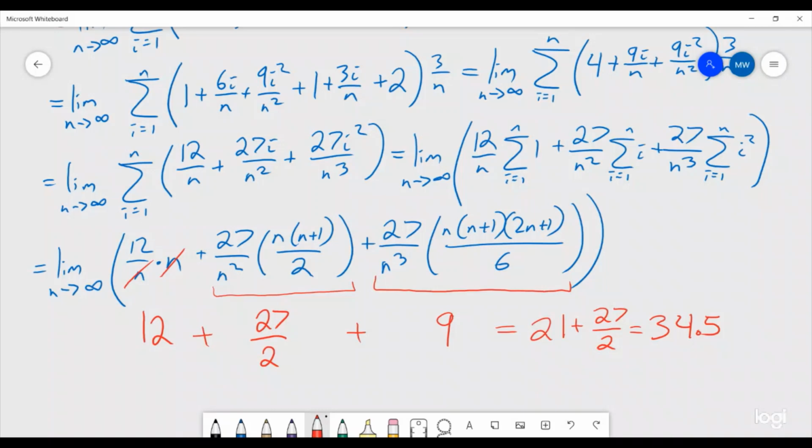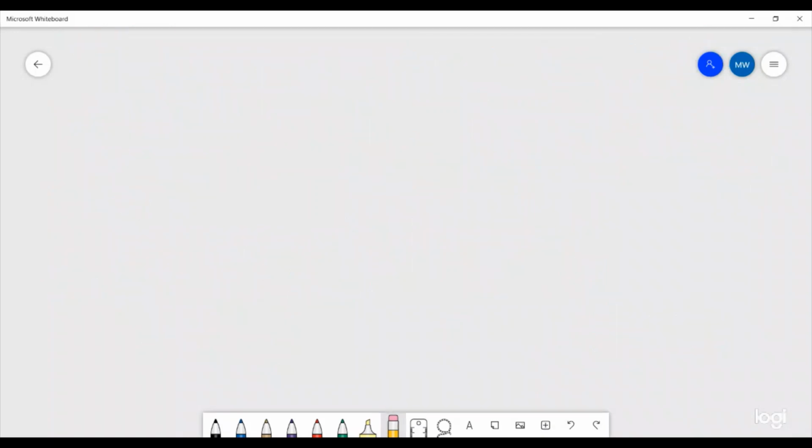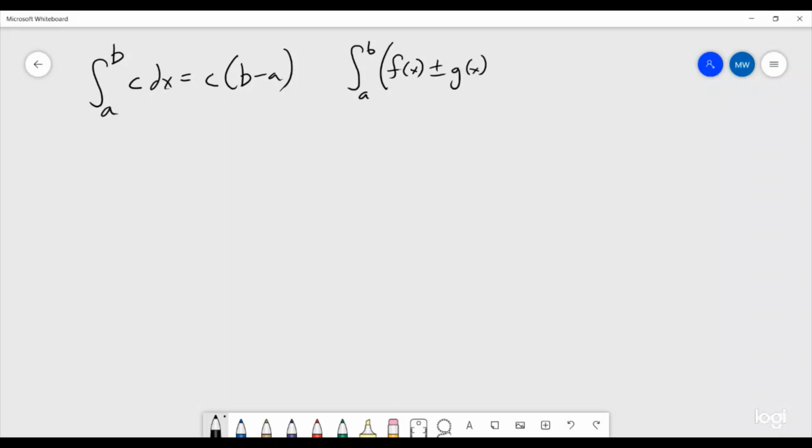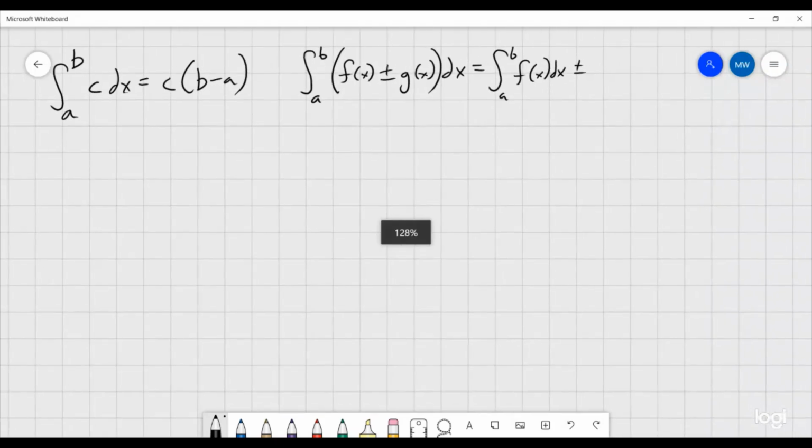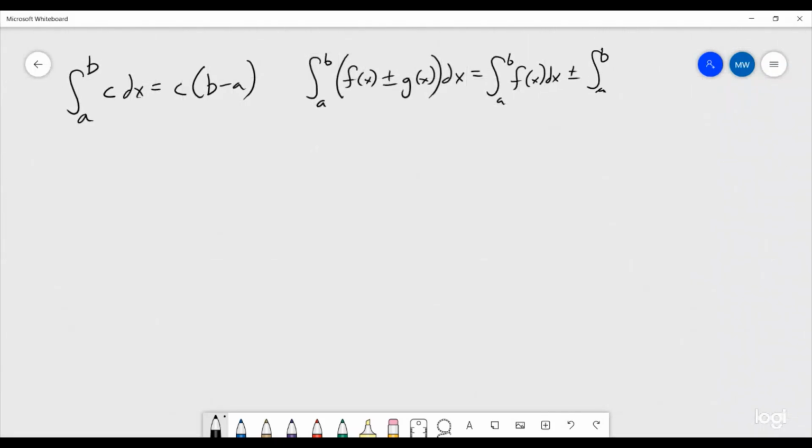Okay, so now that we've done these, let's go over a bunch of properties of definite integrals real quick. So some different properties of definite integrals are that the integral from a to b of a constant dx, that's just the constant times b minus a. We have the integral from a to b of f of x plus or minus g of x dx equal to the integral from a to b of f of x dx plus or minus the integral from a to b of g of x dx.